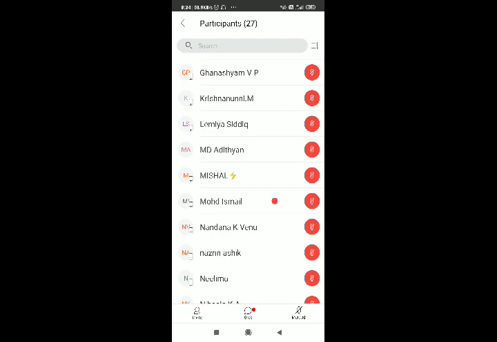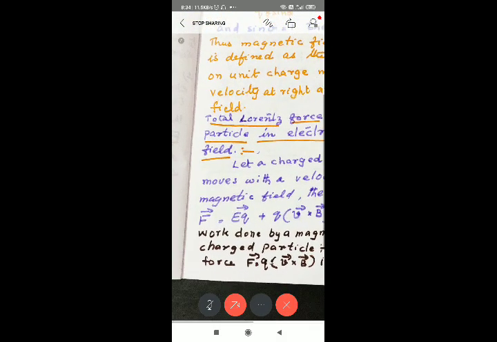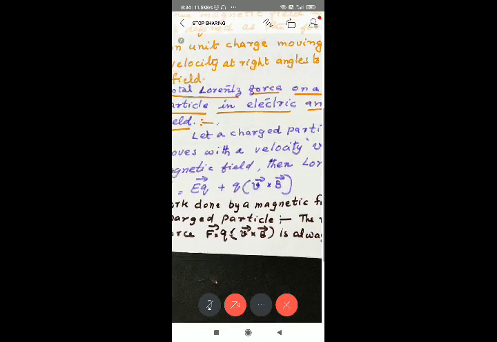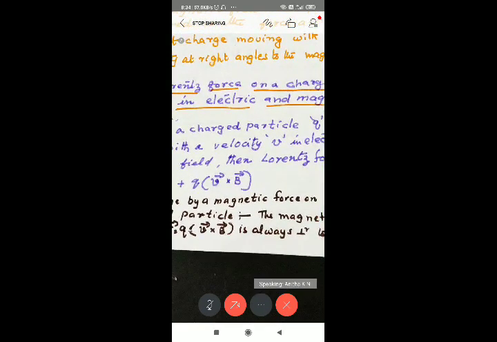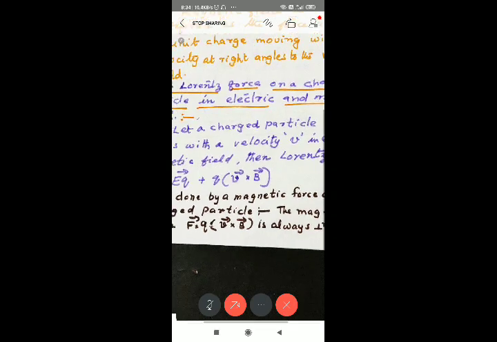ഫോഴ്സ് ആക്ടിങ് ഓൺ ദി ചാർജൊക്കെ ചോദിക്കുമ്പോൾ ആരും പറയില്ല. F equal to Q into E, അതാണ് ഇലക്ട്രോസ്റ്റാറ്റിക് ഫോഴ്സ്. ഇനി മാഗ്നറ്റിക് ഫോഴ്സ് എന്താണ്? മാഗ്നറ്റിക് ഫോഴ്സ് Q into V cross B.